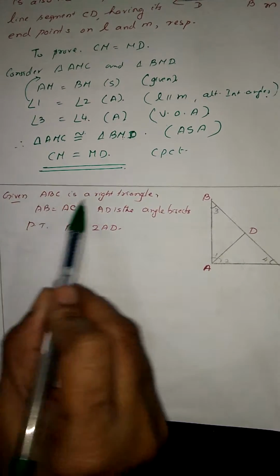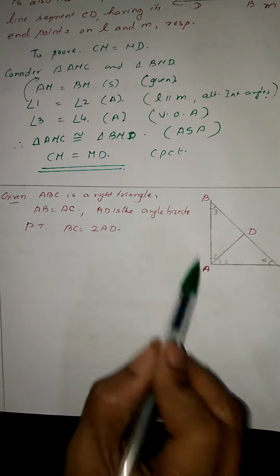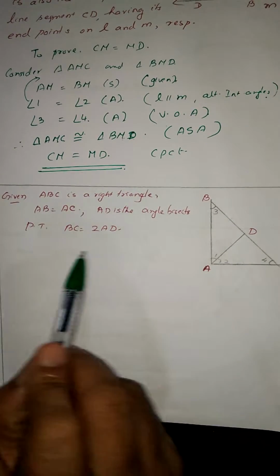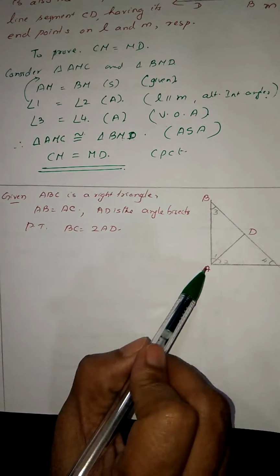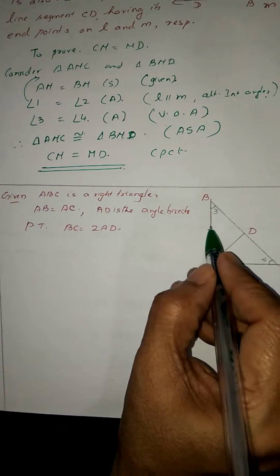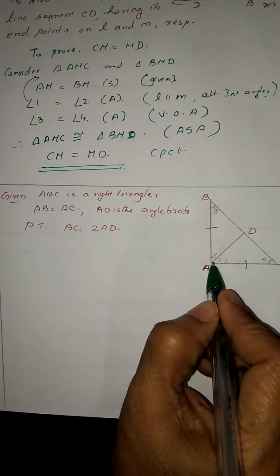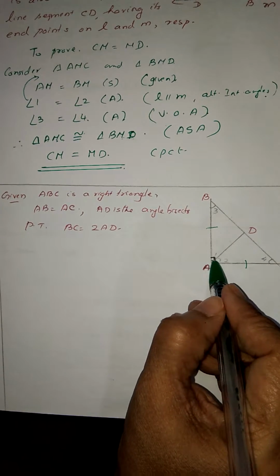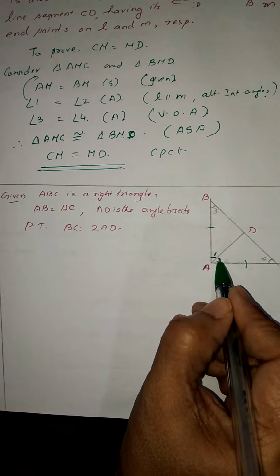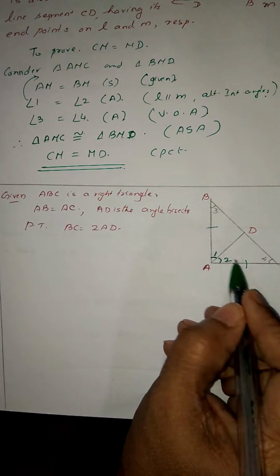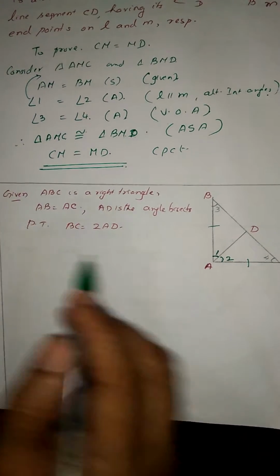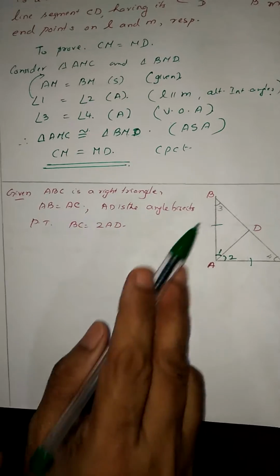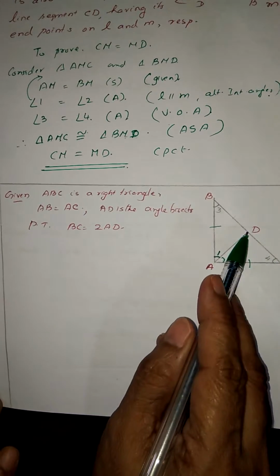Here it's given ABC is a right triangle, with right angle at A, and AB is equal to AC, and AD is the angle bisector of angle A. It means I'll give this angle as angle 1 and this as angle 2, so 1 is equal to 2. Now we have to prove BC is equal to twice AD.